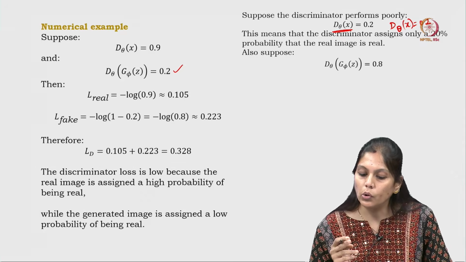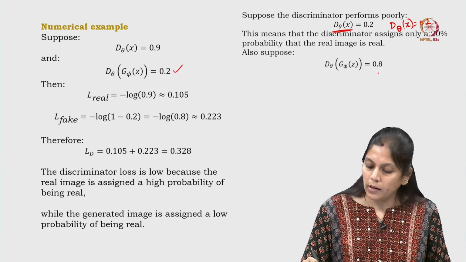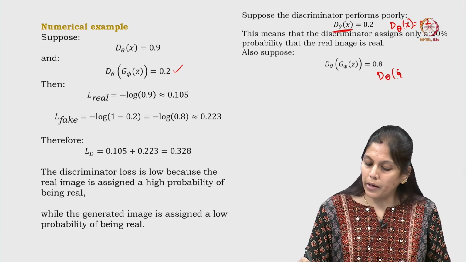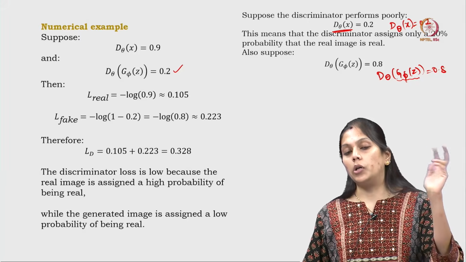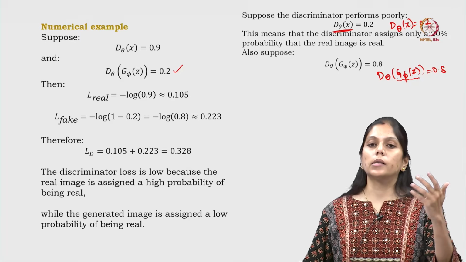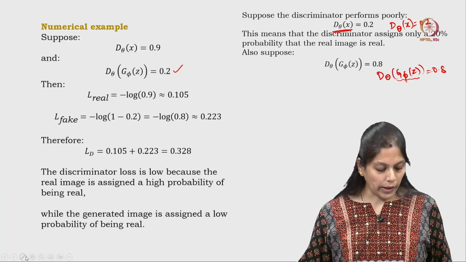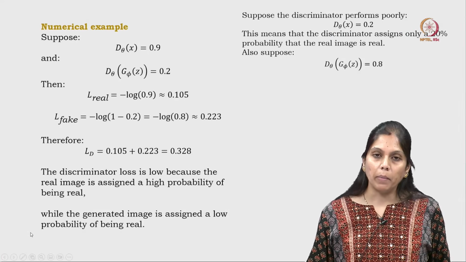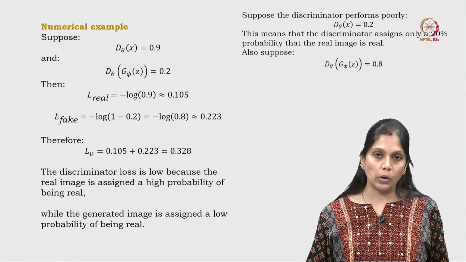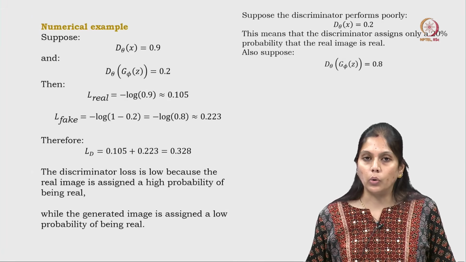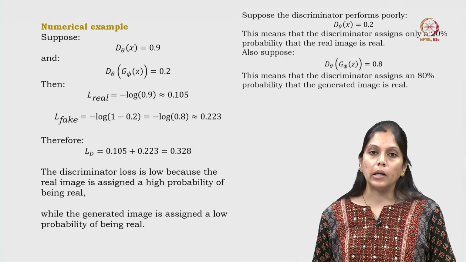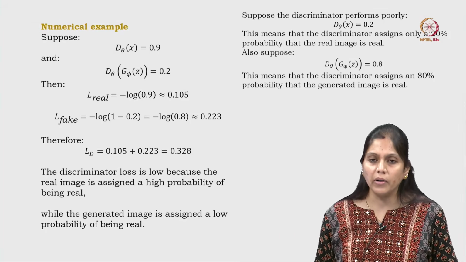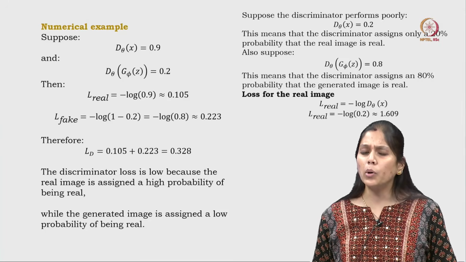Okay. Now, let us look into this. What is the meaning of this? This is the prediction the discriminator has made on the generated image, and it is 0.8. On the generated image, the discriminator has given high probability. Ideally that value should be closer to 0, but here the value is closer to 1, 0.8. The model is not doing well. The discriminator has assigned 80% probability that the generated image is real. Very bad discriminator.